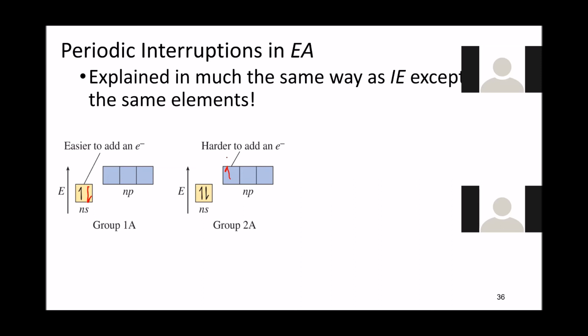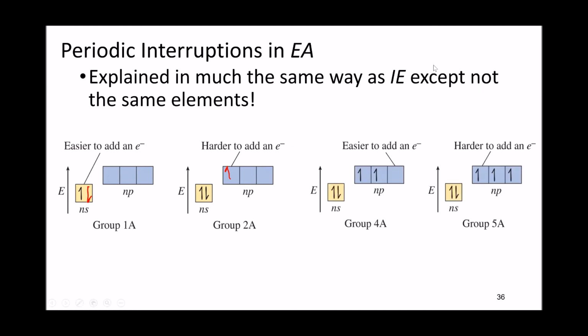Same thing is going to happen if you compare group 4 to group 5. You add an electron to group 4, you're actually moving from a partially filled p orbital to a half-filled p orbital, which is more stable, less energetic. So that's going to be higher electron affinity for this change to happen. But if you try to add an electron to an already half-filled p orbital, you're losing the stability of that half-filled p orbital. It's a harder change to happen. It's going to be less affinity corresponding to that change.